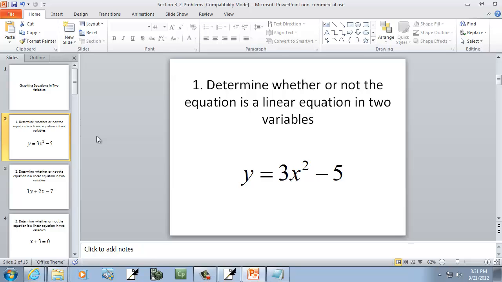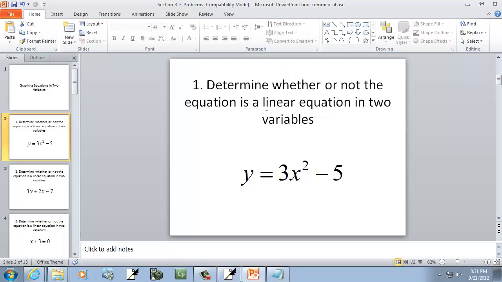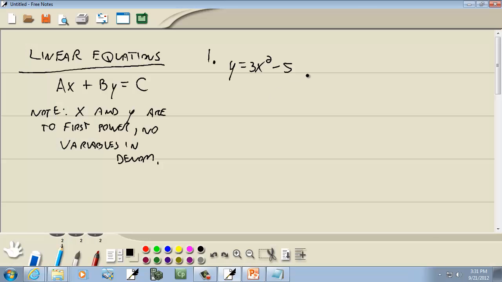Well, let's look at the first problem here. We've got y is equal to 3x squared minus 5. And it says determine whether or not the equation is a linear equation in two variables. Well, we have an x squared. You can only have x to the first power and y to the first power. So this one here would be no.